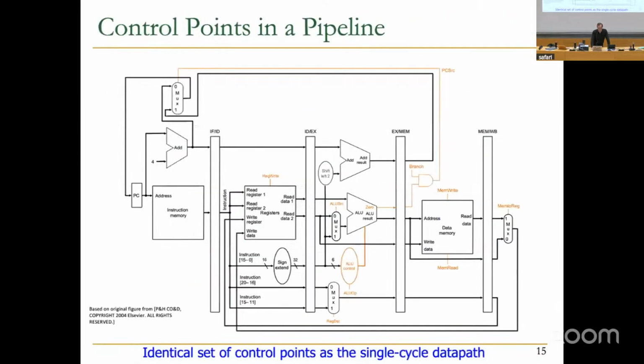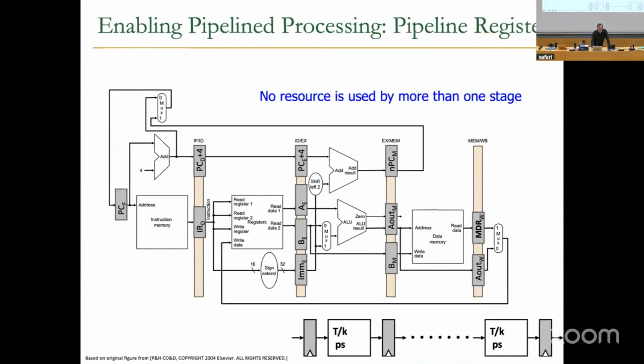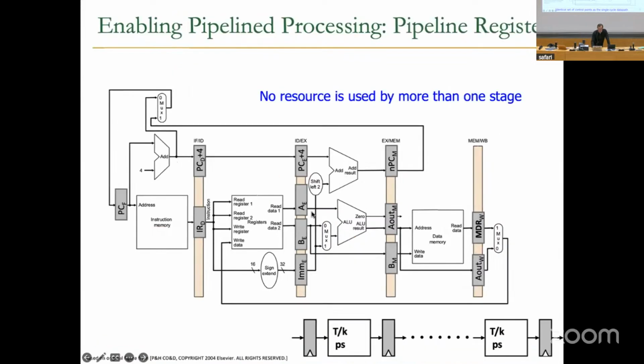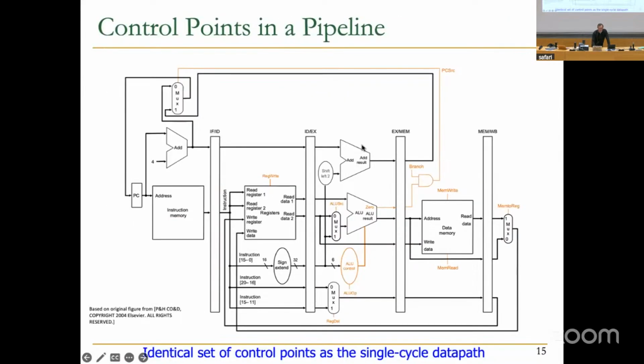Okay, so control points in the pipeline. This is essentially our single cycle processor that we just designed. It's the same thing with a slightly different view with some control points added. So this was the data path design. Now I added the control points over here.